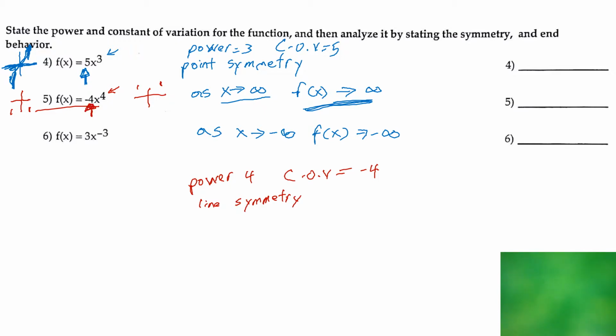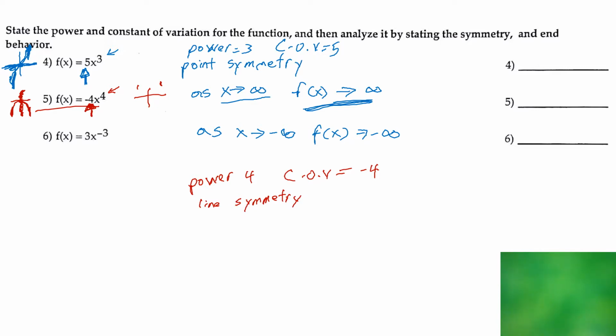So notice that we have a negative value here, which means that we're going to have something like this where the ends are down. So our graph is going to look something like that. What that means is that we have line symmetry. In fact, this time the line is right here. So we can fold along that line and it would be symmetric.